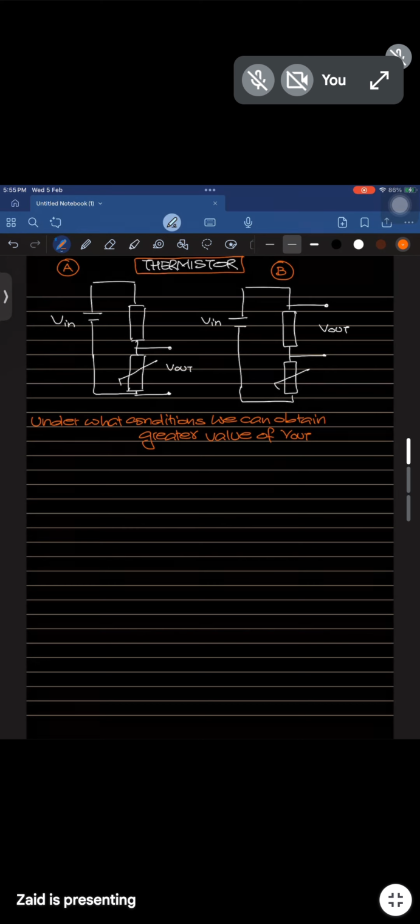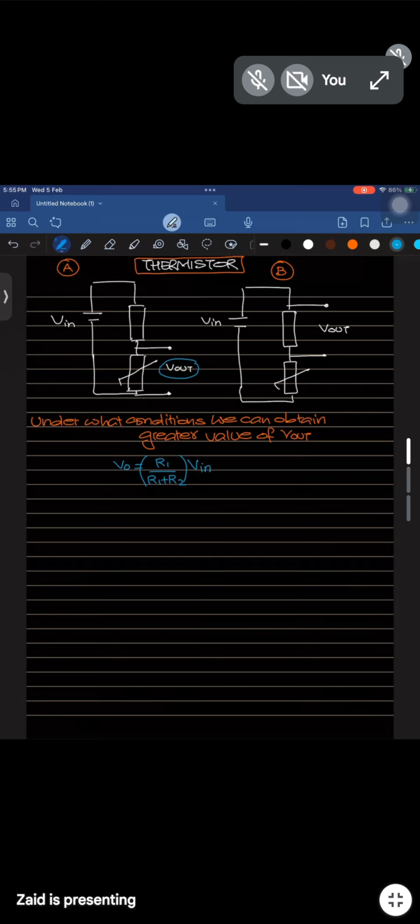Now just listen, look at what I'm telling you. This is so important. I need to get a higher value of V out. V out is basically R1 over R1 plus R2 times V in. You have got two scenarios. In the first scenario, you're getting V out from the thermistor. In the second scenario, you're getting V out from the fixed resistor. So the value of V out is going to be greater when the numerator is bigger.